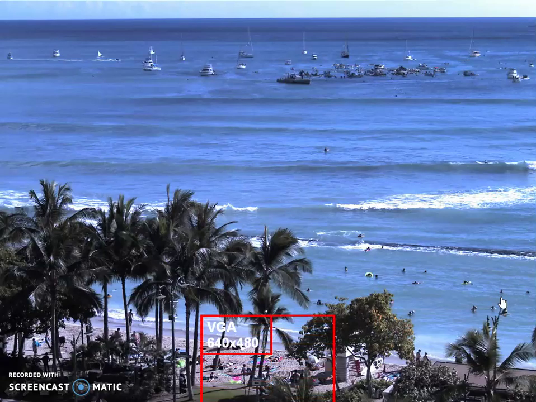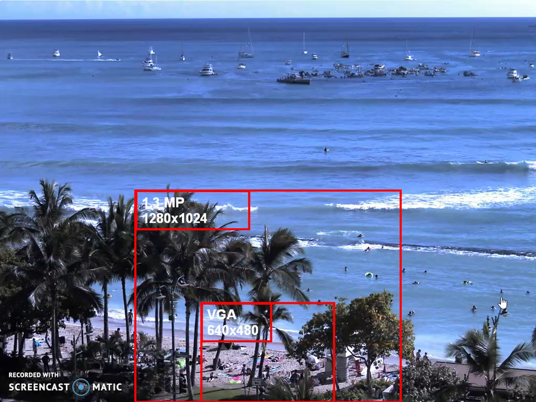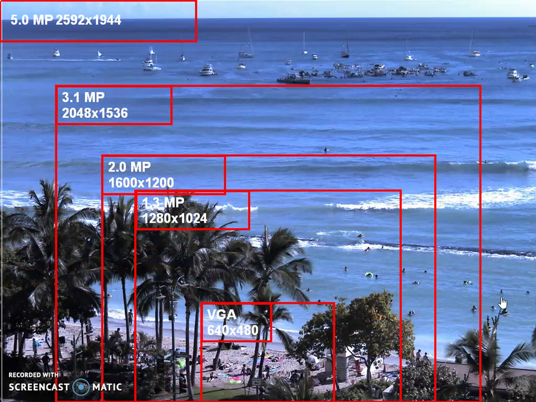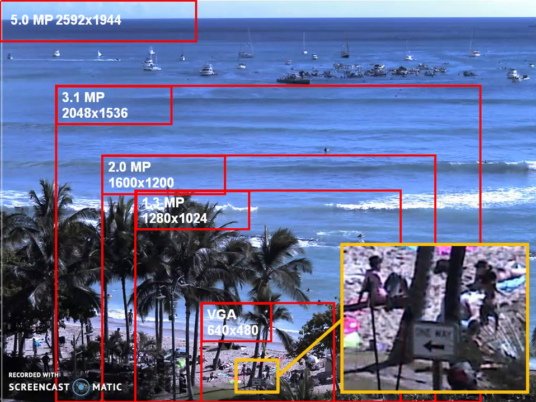You look at this image. So you see a VGA of 640 by 480. And we do see a resolution for 1.3 megapixel. And you see for 2 megapixel, then 3.1, then 5 megapixel. So you look at the clarity that you see in a very basic image.